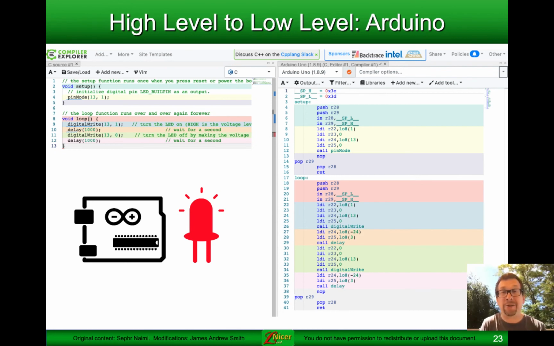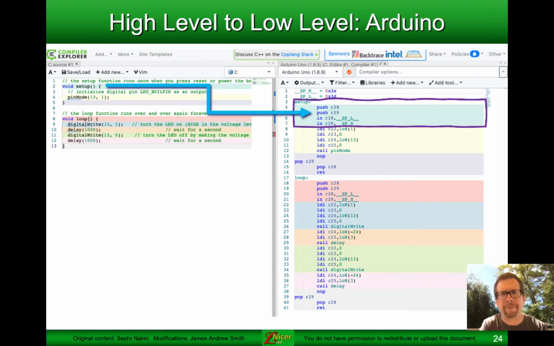What happens if we want to do something useful like blinking an LED? Well, in this case, we do a setup in the Arduino IDE where we set the pin mode, in this case pin 13, to be an output. Then we run a loop that turns the LED on and then off over and over again with some delays in between. So we have the prologue for the setup. You can see two pushes and two ins.